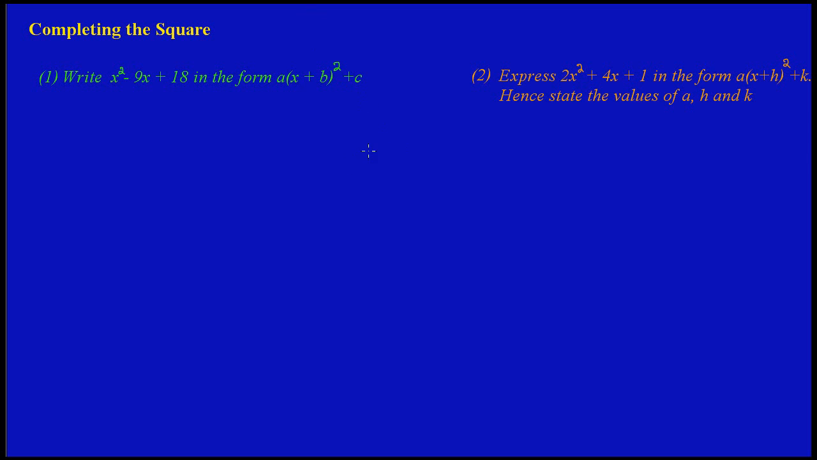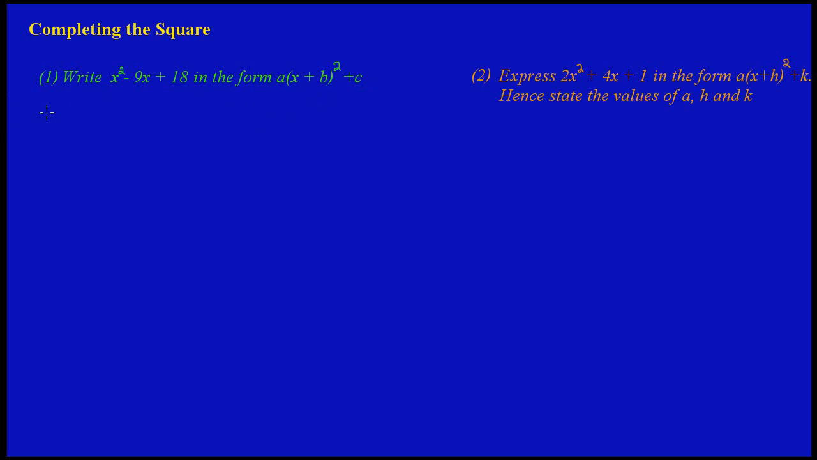Hi guys, in this video we're going to be looking at some more exam type questions and how you'll be required to answer the questions in the exam, in completing the square. In the first example we have x squared minus 9x plus 18 and we're asked to write it in this form: a times (x plus b) all squared plus c. So let's just get into it quickly.